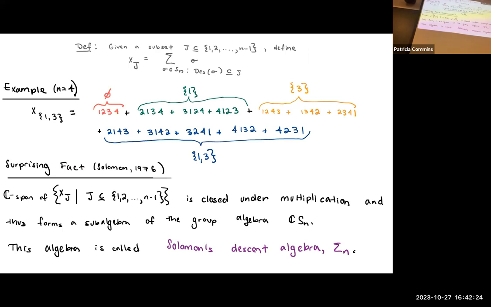Okay, and it turns out, and this is pretty surprising I think, that the span of these elements is closed under multiplication. So you get a subalgebra of the group algebra that's often called Solomon's descent algebra, or just the descent algebra, and I'll be denoting it by sigma n today.